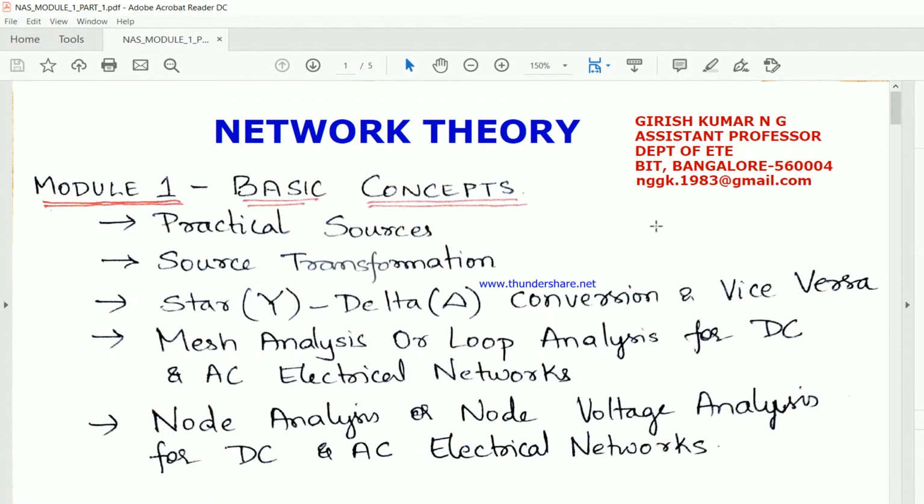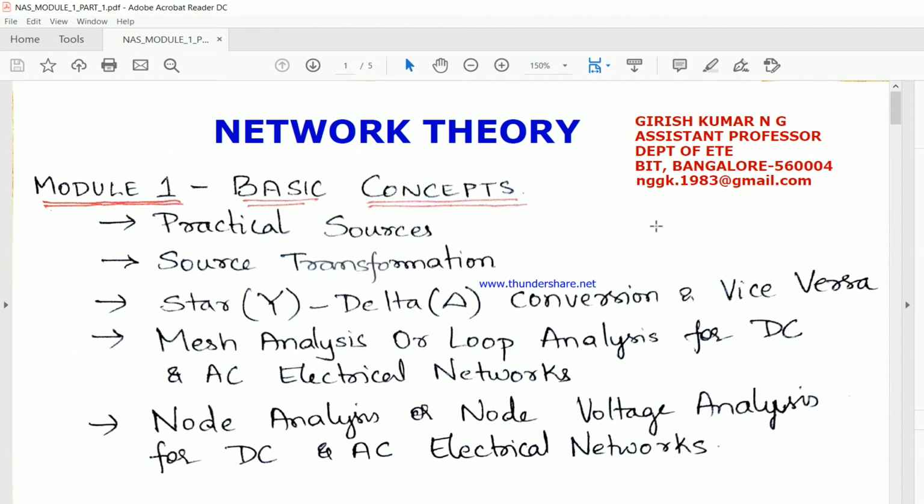Now the third concept we'll be learning here is something called star delta and delta to star. Both conversions will be the same. We have a derivation related to the star delta and delta to star conversion, and then we'll see how to apply that derivation in solving the given problem.